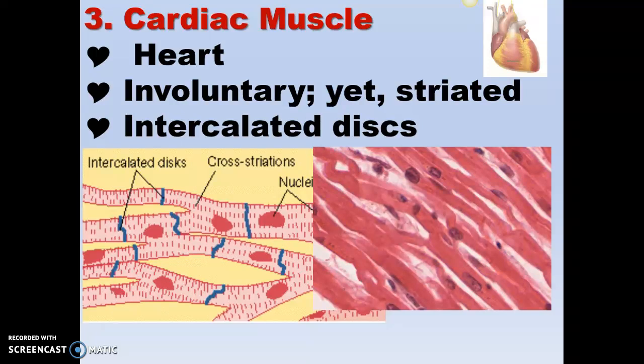There are intercalated discs. Intercalated, fancy word meaning shuffled in there. So throughout, you've got these discs just kind of stuck at random. Well, they're really not at random, but to us it appears random.